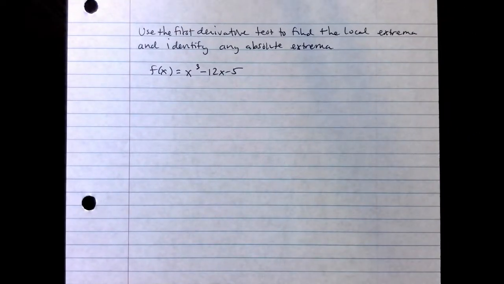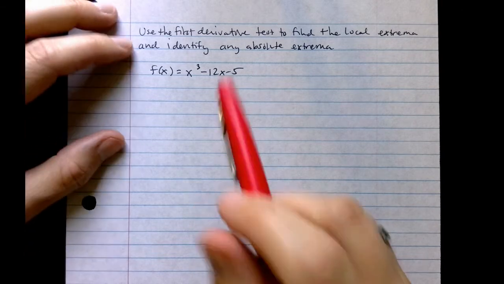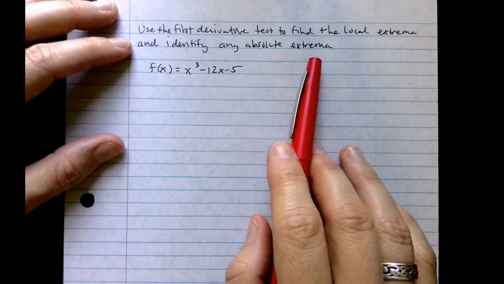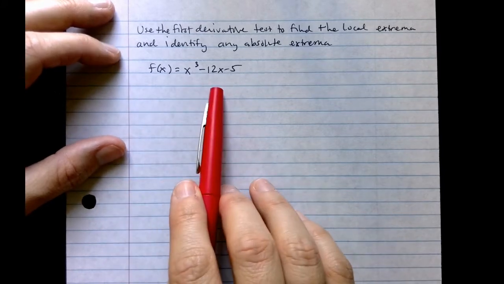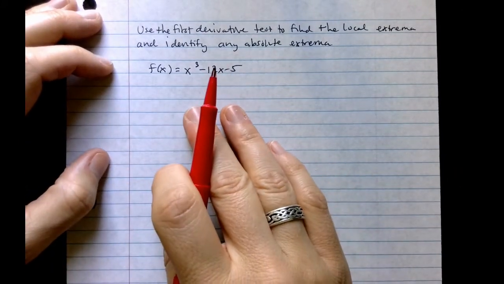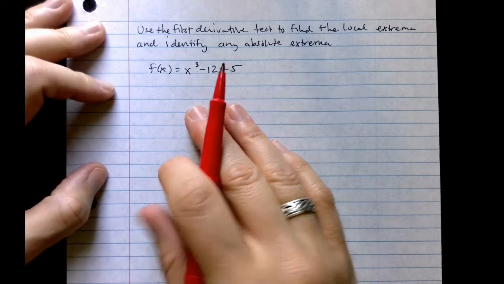So we have this first derivative test, right? So how do we use it? Well, here we go. Use the first derivative test to find the local extrema and identify any absolute extrema. So here's our function f of x, this cubic function. So the first thing we want to do is find our derivative and identify any critical points.